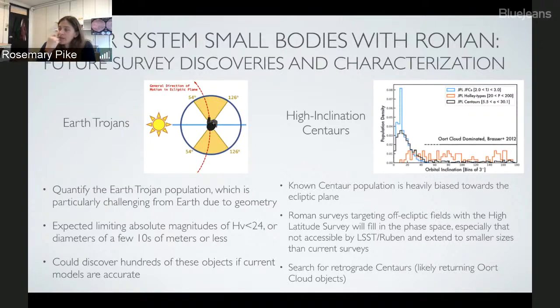And so particularly the high latitude surveys should discover a lot of retrograde centaurs and other high inclination objects. These high inclination objects are also really sensitive to there being, say, additional masses in the outer solar system, be that an additional massive planet or additional disks, basically additional belts that might exist out beyond the Kuiper belt.